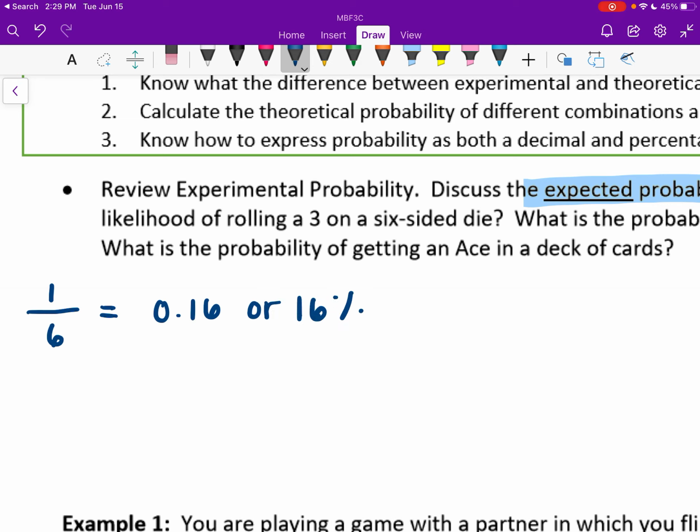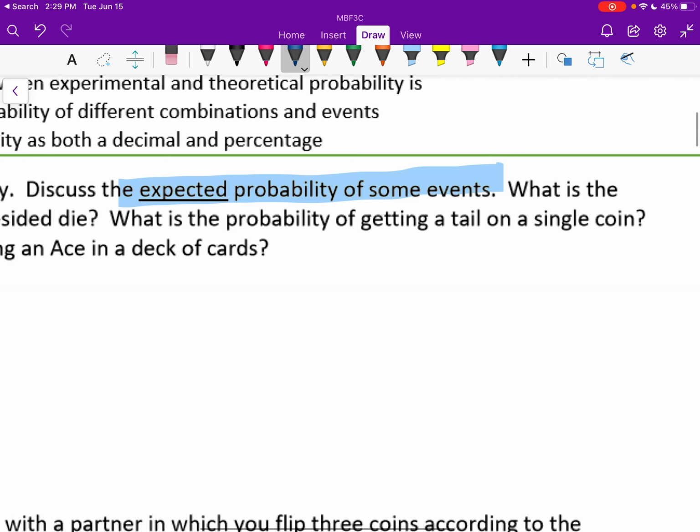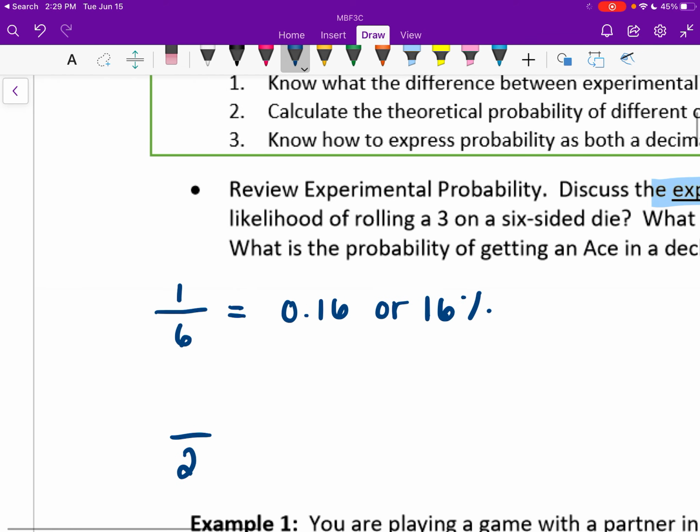If we're going to flip a coin, you're either going to land on heads or you're going to land on tails. So there's really 2 options. So the likelihood that you're going to get a tails on a single coin is 1 in 2, or 0.5 in a decimal, or 50%. We know there's a 50-50 chance, right?